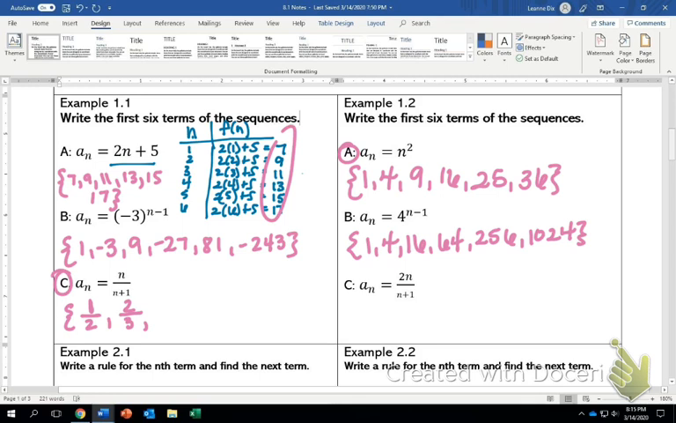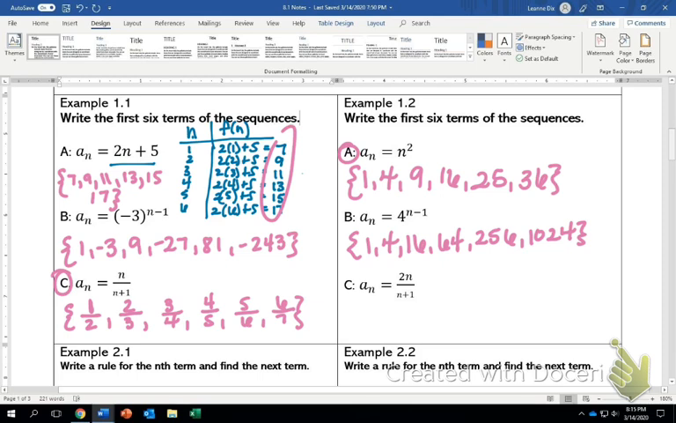So I can see a pattern emerging here. Everything is increasing on the numerator and the denominator. There's just one number difference, like there's 1 and then 2, 2 and then 3. So if I just follow that pattern, I'm going to get 3 and 4, 4 and 5, 5 and 6, and then 6 and 7. And so that is my first 6 terms to this particular sequence.